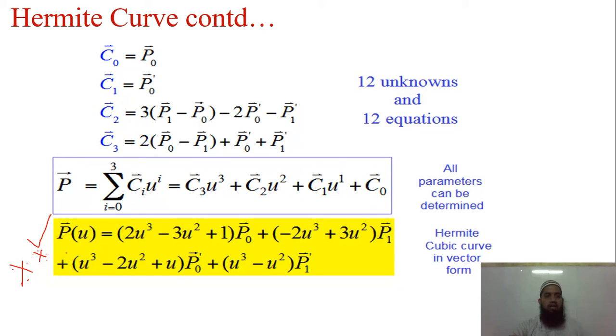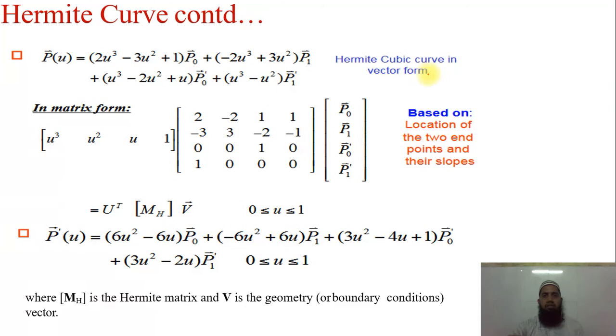They never ask the derivation; they only ask questions on the basis of this formula. This equation we can say is the Hermite curve in vector form. You can also remember this formula in matrix form: u cubed, u squared, u, 1, and the matrix 2, -2, 1, 1, -3, 3, -2, -1, 0, 0, 1, 0, 1, 0, 0, 0, times p0, p1, p0 dash, p1 dash. It is based on the location of two end points and their slopes, meaning the two tangent points and two control points. The values of u are always between 0 and 1, and this is the final vector form.